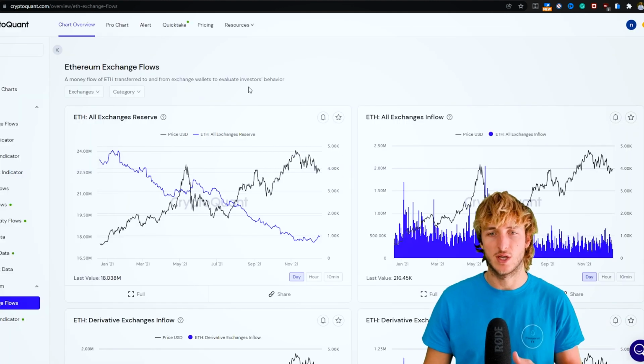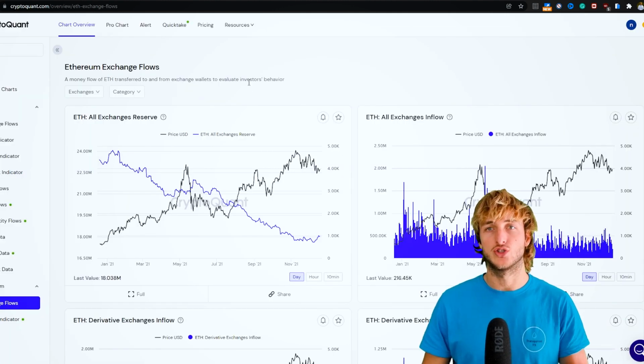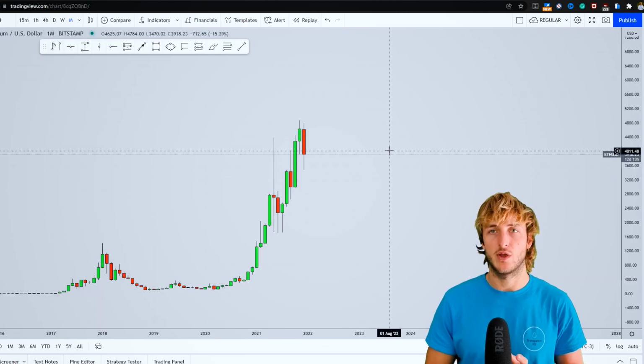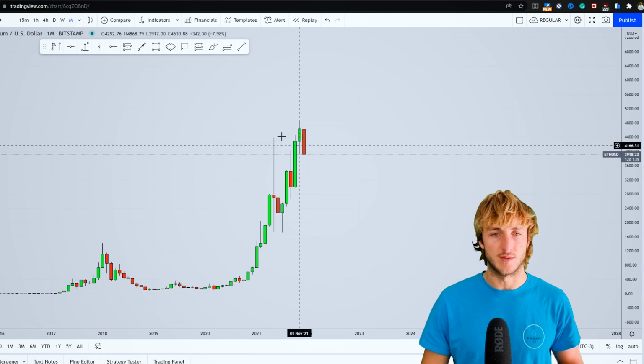We will then go and see what we have from an on-chain perspective to see how Ethereums are actually moving away or inside of exchanges. And by the end of the video, by using a combination of these two different types of analysis, we will try to understand where we have the highest probabilities for a potential move here on the pair.